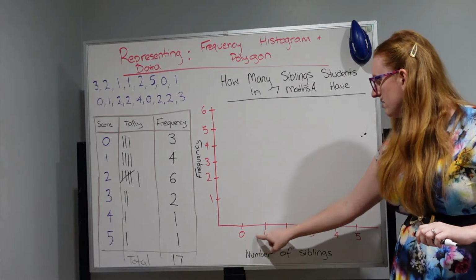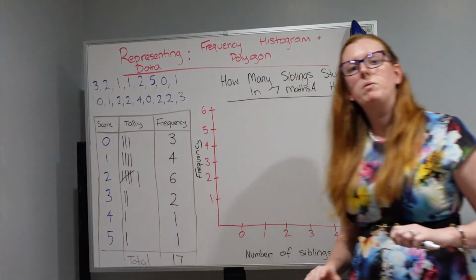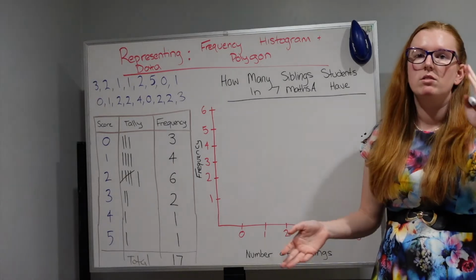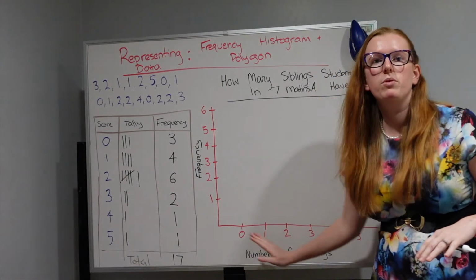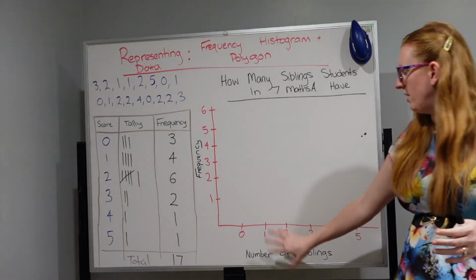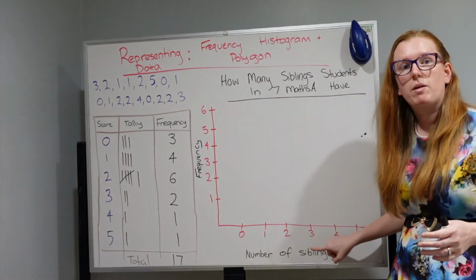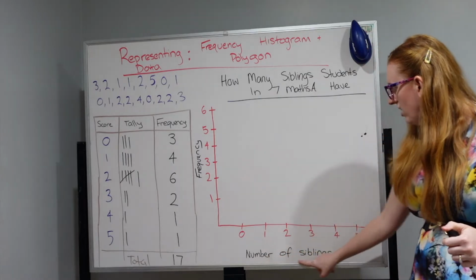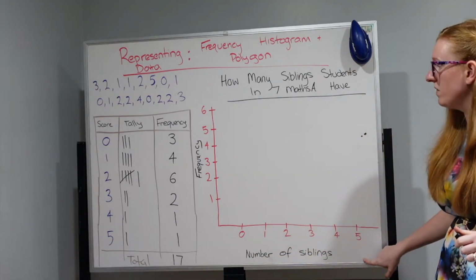So I've just labeled 0, 1, 2, 3, 4, 5 because those were our different options. If we were doing categorical data and I was asking favorite colors, I'd be putting the different options down here. So blue, green, yellow, whatever. Okay? And then I also need to have a label down here to say what these numbers represent. So it's like a title to say these numbers are showing the number of siblings that students have.